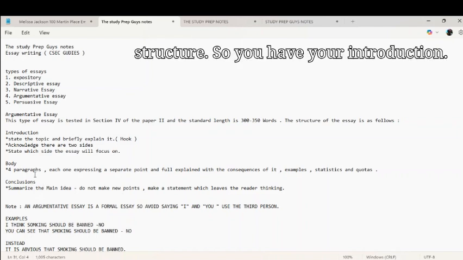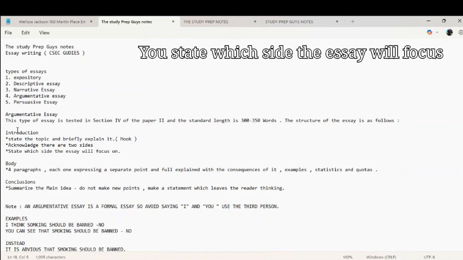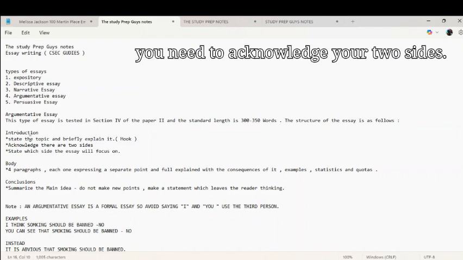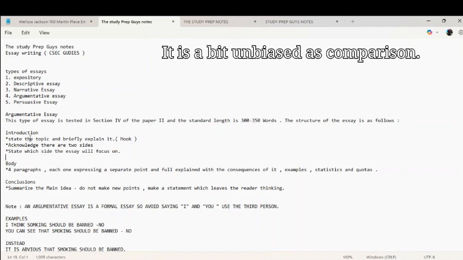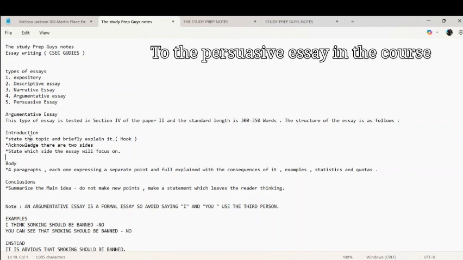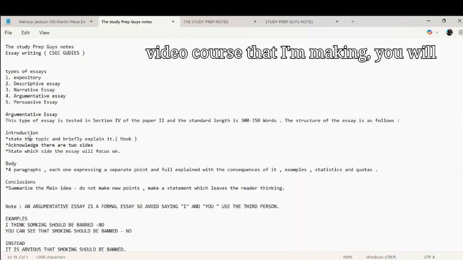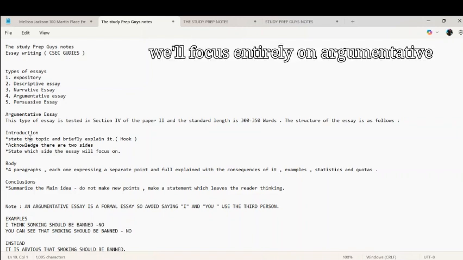Now let's go back to the structure. So you have your introduction. You acknowledge that there are two sides. You state which side the essay will focus on. An argumentative essay, as I said before, you need to acknowledge there are two sides. An argumentative essay is a bit unbiased in comparison to the persuasive essay. In this 4 or 5 video course that I'm making, you will see the difference. But for now, we'll focus entirely on the argumentative essay.